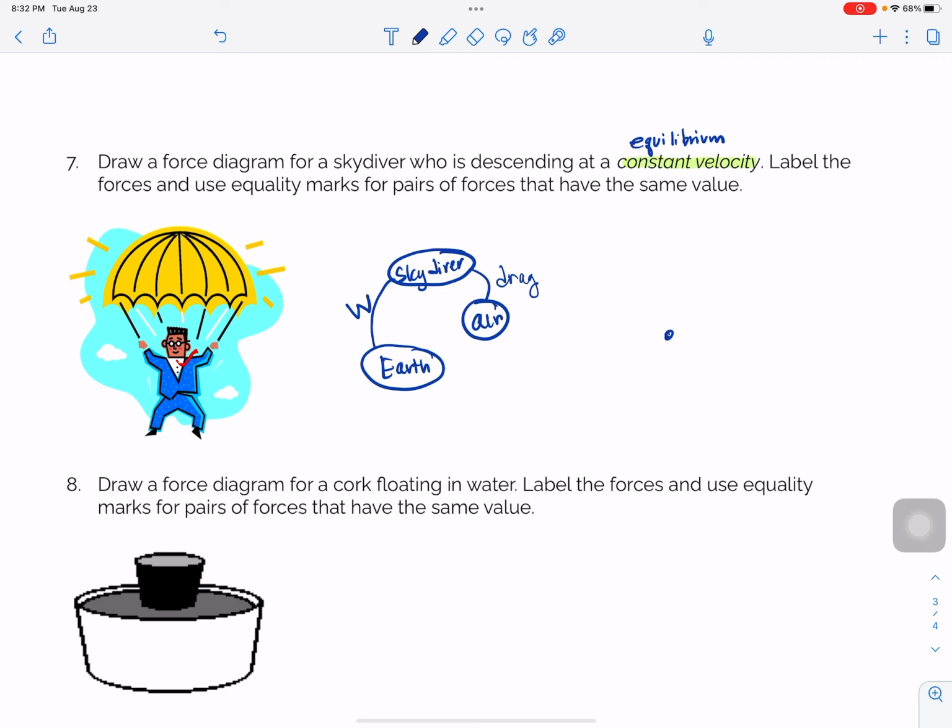What's different in this case, all right, so I've got the weight going down. What is different in this case is that because I'm in equilibrium, I know that the drag going up is the same length as the weight going down. I now have a pair of forces, so 2 forces that are the same length, and so I'm going to put congruency marks on them.